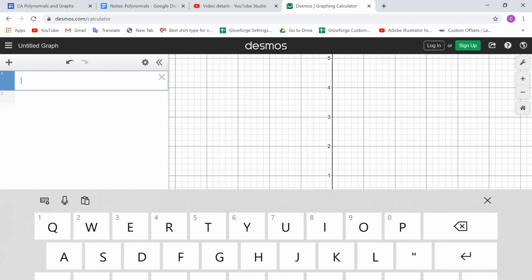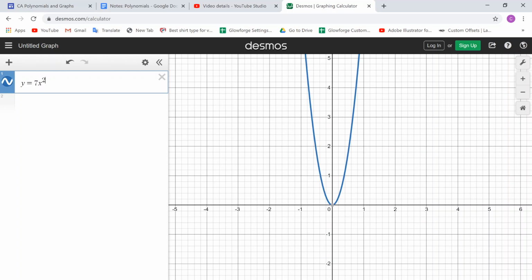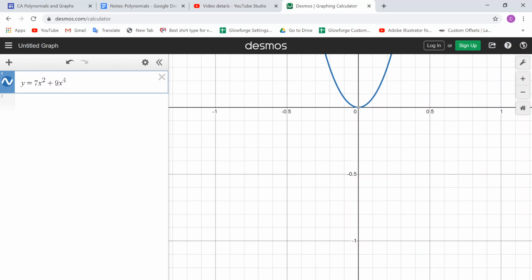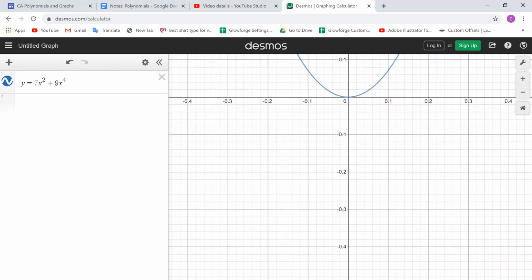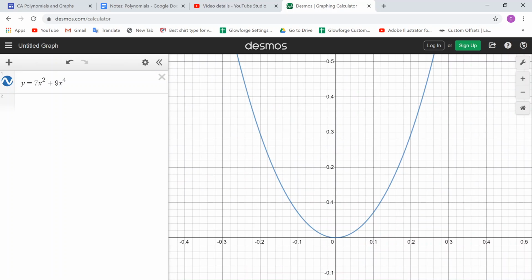So let me hook my keyboard back to my Surface Pro. We have y is equal to 7x squared plus 9x to the 4th. Oh, okay. So you're going to wonder, why does it look like a parabola? Sorry, that's why it's not coming out as nice as I thought it was going to.